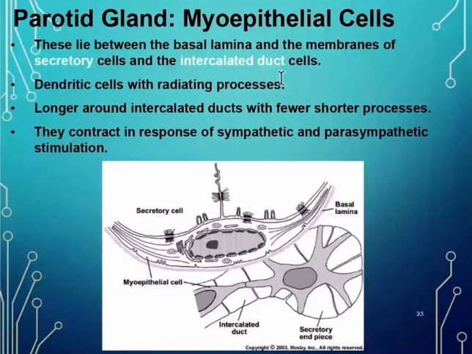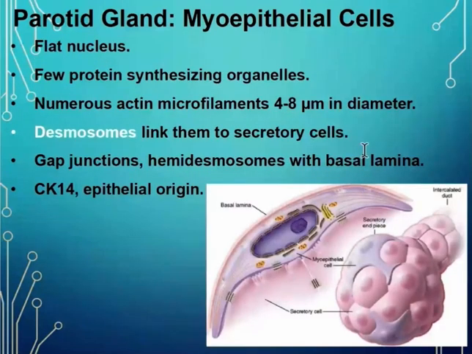These cells have many functional roles. At first, their appearance under the microscope has radiating processes, like dendritic cells. We have shorter processes around the intercalated ducts, and they contract in response, as we said, to sympathetic and parasympathetic stimulation. They are flat cells with synthesizing organelles, desmosomes and hemidesmosomes with the basal lamina.